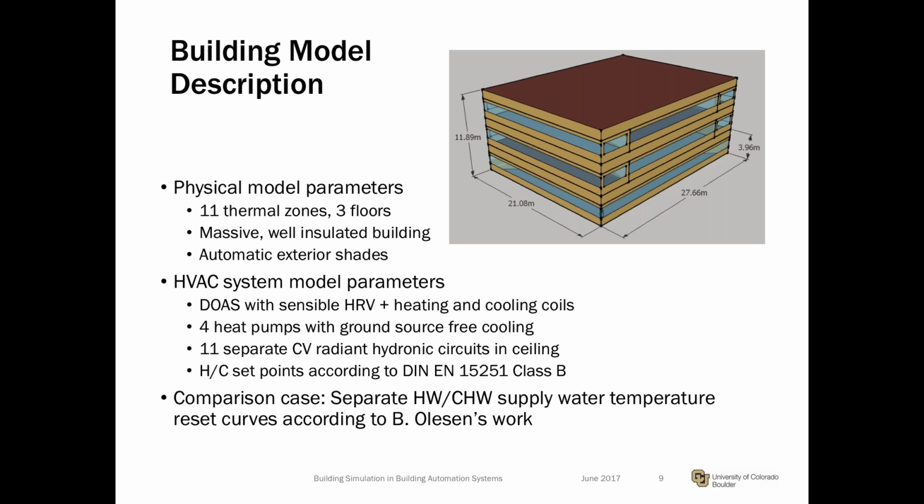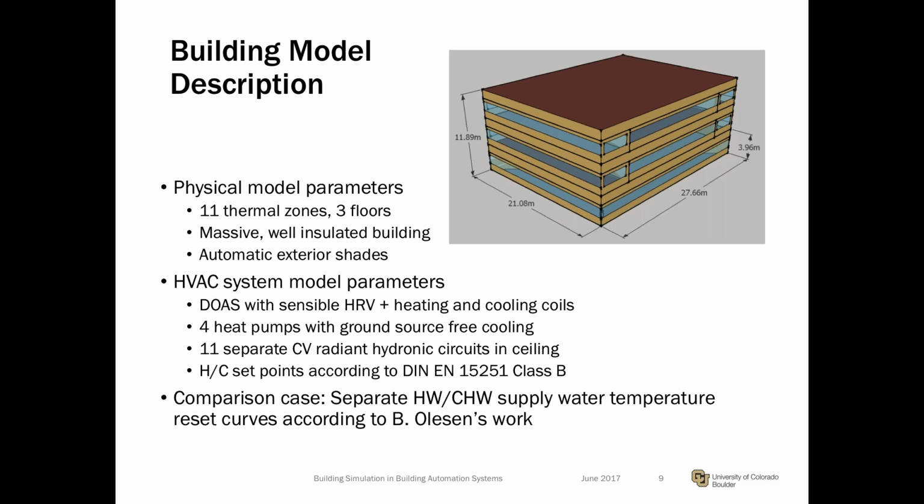And we're utilizing heating and cooling set points based on EN 15251 for a Class B type building. We compare ourselves in this study against the work accomplished by Bjarne Olesen several years ago in the early 2000s. For several years, he investigated this problem, and he developed an approach to generating separate heating water and chilled water supply water temperature reset curves, and that has been deployed in numerous buildings.